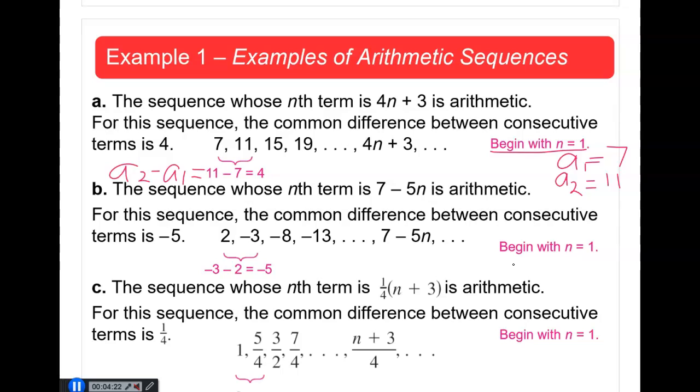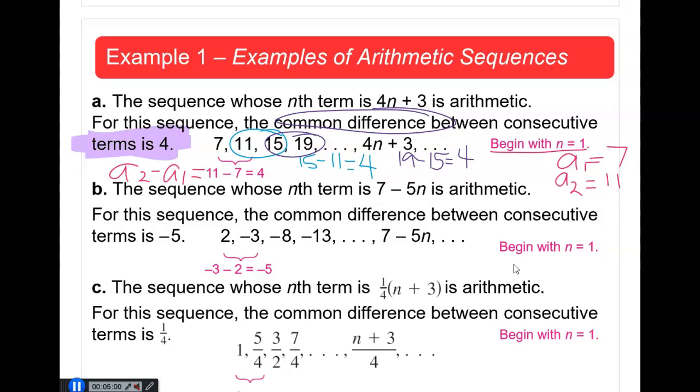Now let's try it with another 2 terms. So 15 minus 11 will also give me 4. So far it's okay. Let's try one more time. 19 minus 15 is also equal to 4. So from here, we can say that the common difference between consecutive terms is equal to 4.